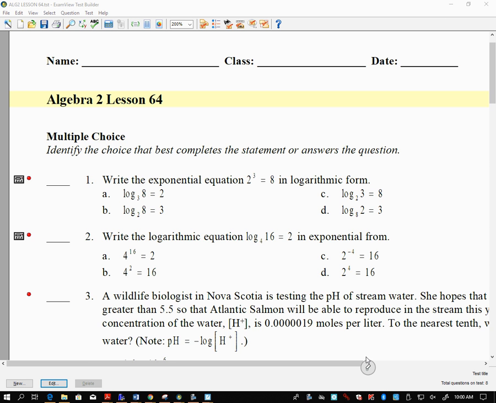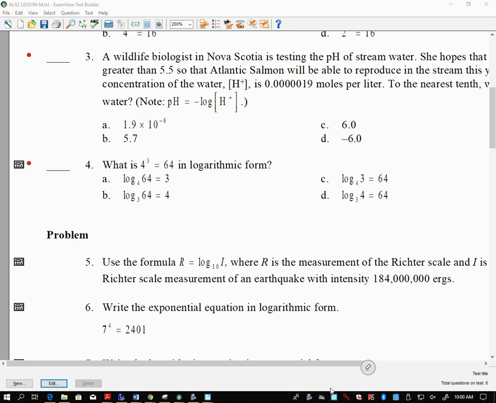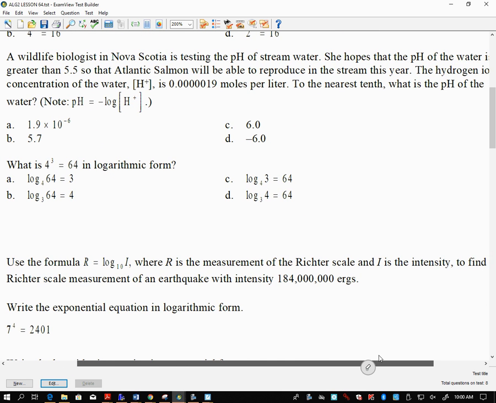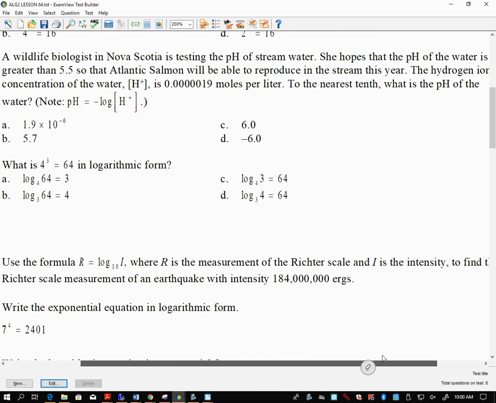Okay, now we get a word problem, which we love. A wildlife biologist in Nova Scotia is testing the pH of stream water. She hopes the pH of the water is greater than 5.5 so that the Atlantic salmon will be able to reproduce in the stream this year. The hydrogen ion concentration of water is 0.00000000019 mole per liter. To the nearest tenth, what is the pH of the water?